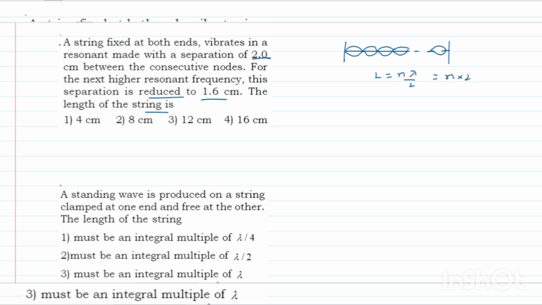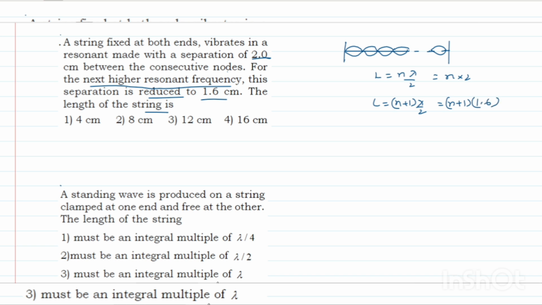And the next one is given for consecutive nodes, for the next higher resonant frequency. Next higher resonant frequency means L equals n plus 1 into lambda by 2. So for these n plus 1 segments into lambda by 2, its length is reduced by 1.6 centimeters. So this is n plus 1 into 1.6.